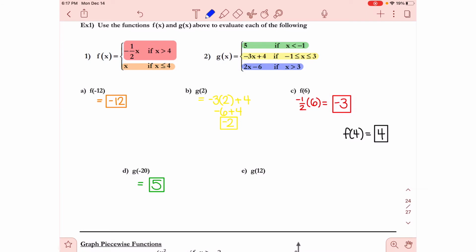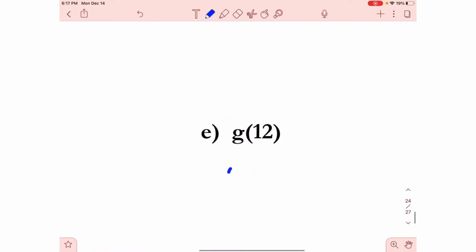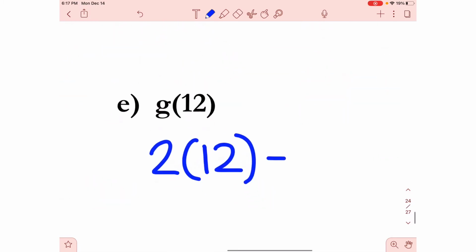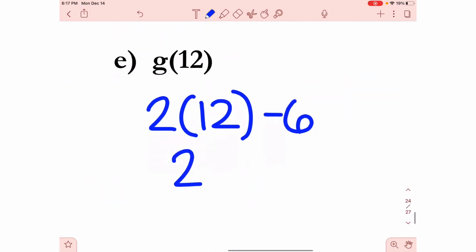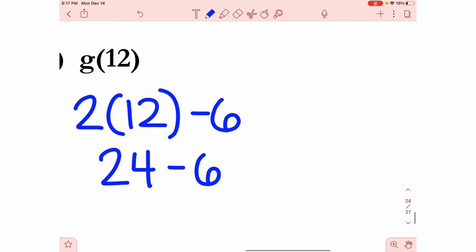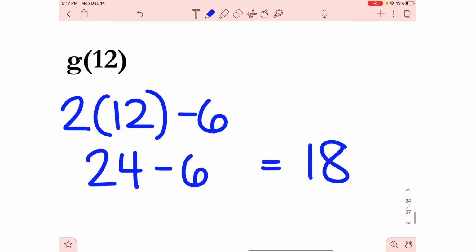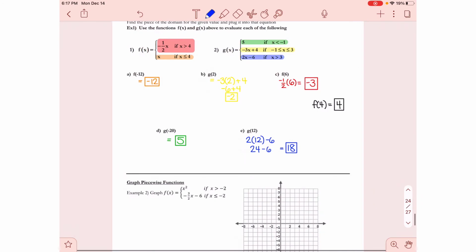So let's see, plug in 2 times 12, 2x minus 6. So that's going to be 24 minus 6, which is 18. And that's evaluating a piecewise function. So we're going to move on to graphing.